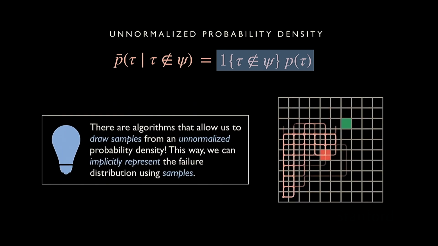For example, in the grid world, we can sample from its failure distribution, get a bunch of different trajectories that are part of that distribution, and plot them all together. This gives us an idea of what the distribution over failures for the grid world system looks like.